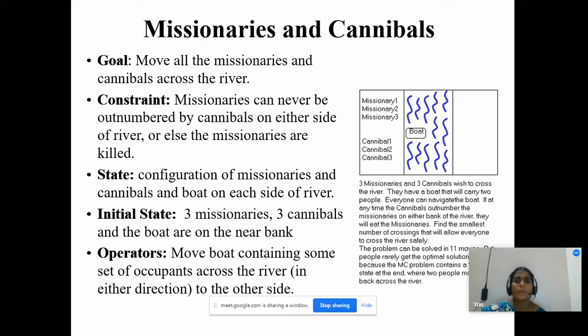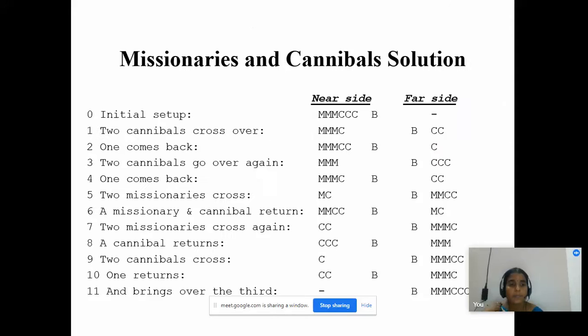What are the operators? Here we need the boat to cross from one end to another end with a set of occupants. These are the operators we are going to use to solve this particular problem.